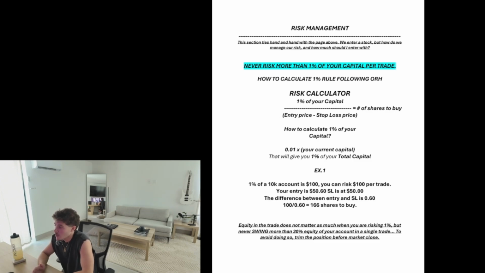1% of your capital. To do that, you're basically going to take 1%, so literally just do 1% times whatever your account value is. Let's say you have a $5,000 portfolio or $10,000 portfolio. You can just take that number. For this example, I'll do 10K. So let's say we have a 10K account. You're going to multiply that by 1% or 0.01, and you're going to get $100. This means that every single trade you take, you can risk $100 per trade.